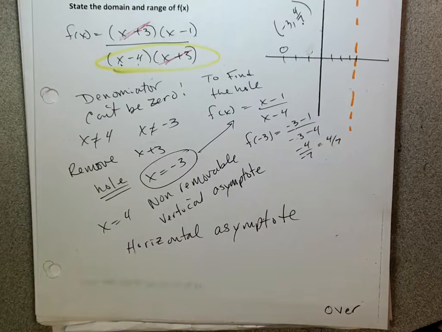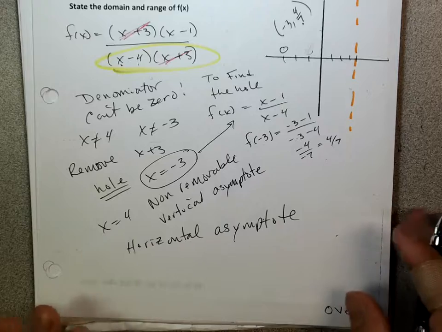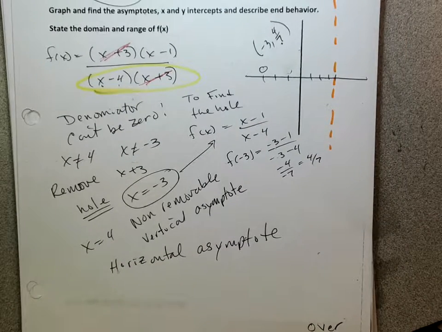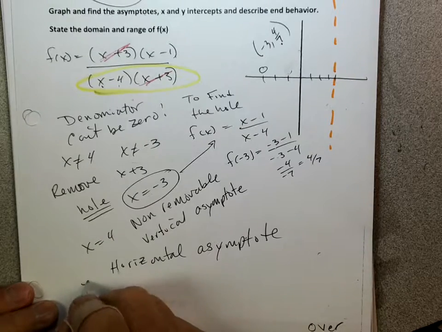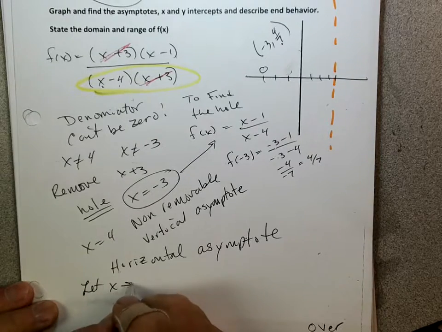Okay, to do the horizontal asymptote, we have to think about what's going on. The horizontal asymptote is where x goes to infinity. It's going to flatten out. Remember we saw in the calculus we trace and trace and trace. So as x approaches infinity, it's going to flatten out somewhere. So that's where we're going to let x approach infinity.